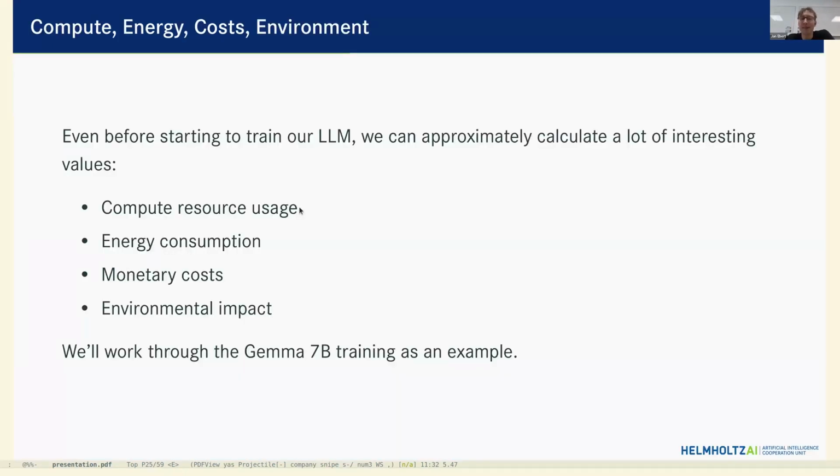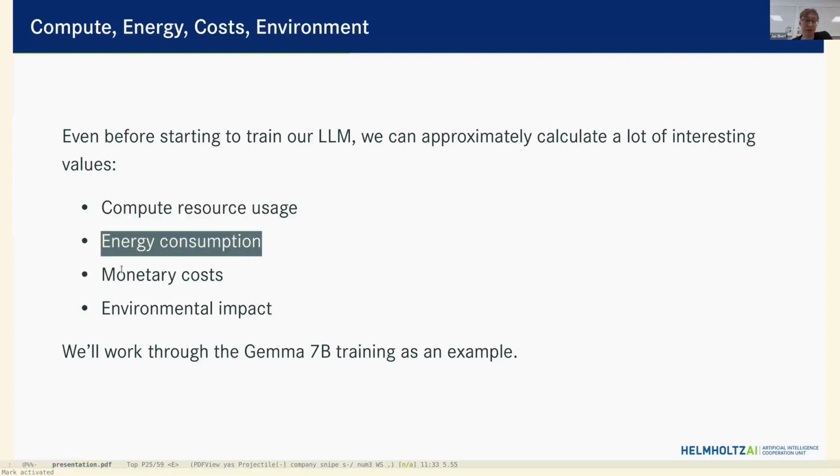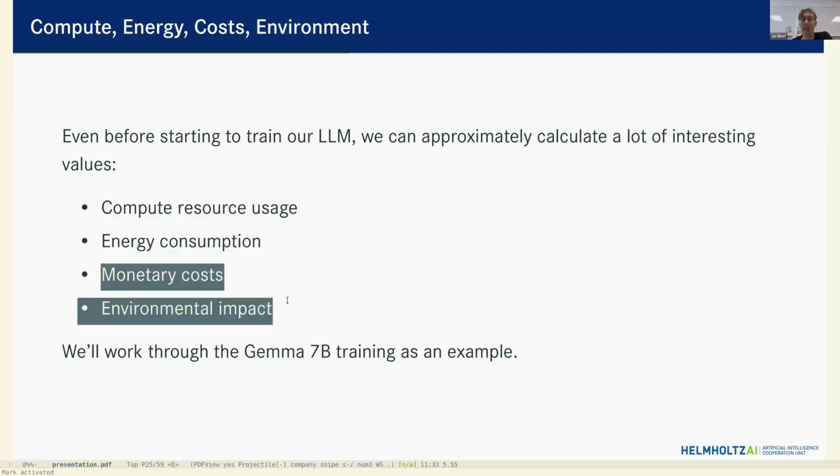So even before we start to train, we can calculate some interesting values. For example, how many compute resources do we need? How much time does it take to train the model? How much energy does this training consume? How much does it cost? And what's its environmental impact?